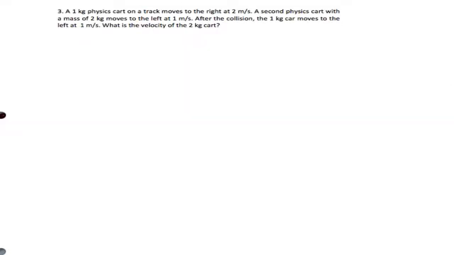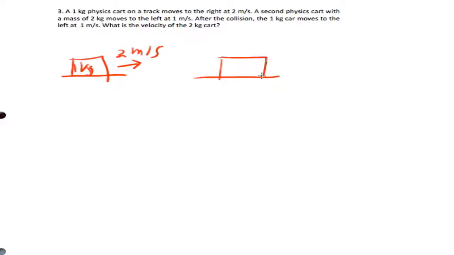Appraisal 1, Problem 3. I have a 1 kilogram physics cart, and it's going to the right at 2 meters per second. And then I have a second physics cart that's 2 kilograms, and it's going left at 1 meter per second.